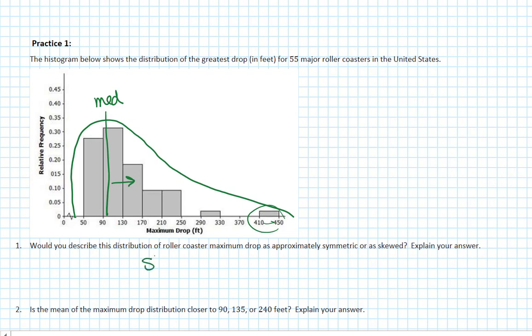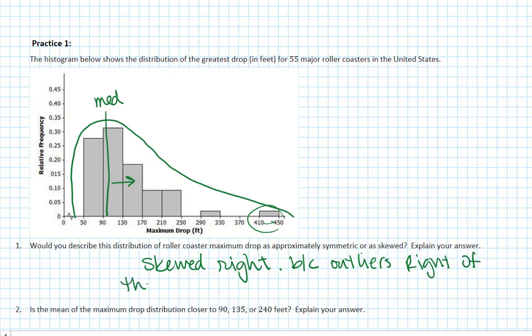So we're going to be skewed right because outliers right of the median pull the mean away from the center.